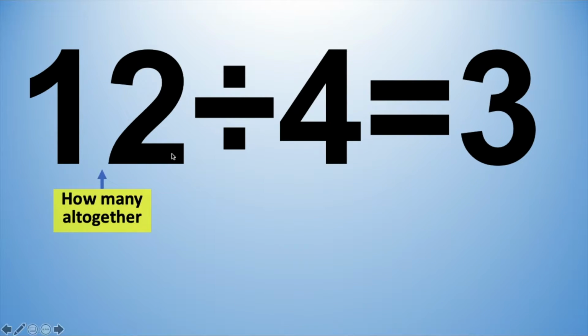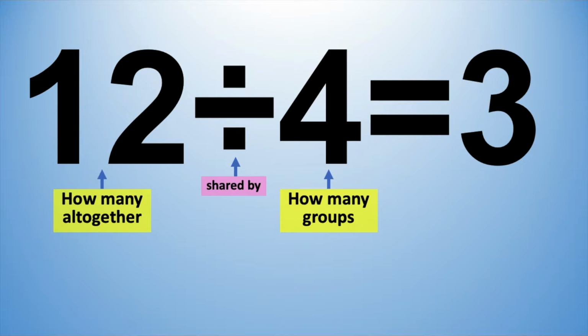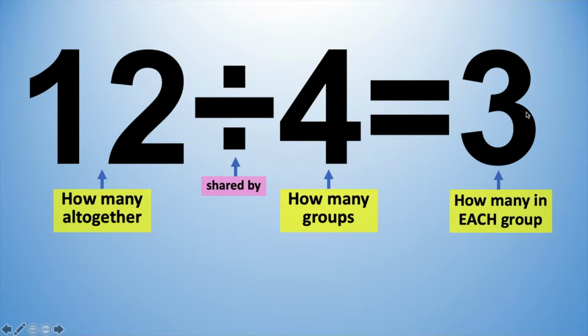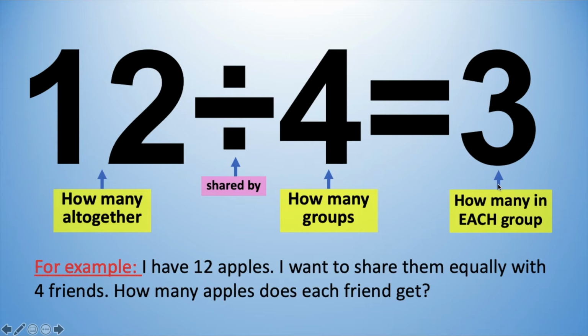So 12 means how many we start with all together. So for example, you can imagine we have 12 apples. Now we need to share all of those apples into 4 groups, and every group needs to be equal. How many are going to be in each of those groups? 3. So if I have 12 apples, I want to share them equally with 4 friends. How many apples does each friend get? And you need to make sure that every friend has the same amount.